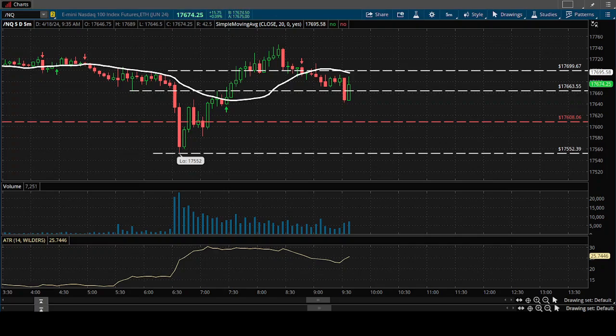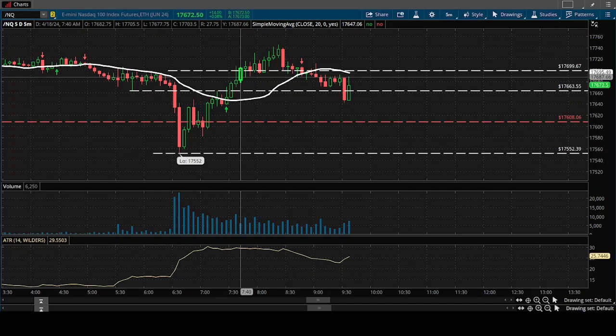So I'm going to tell you guys quickly right now how many points you should be risking on this trade. If your stop loss is going to be a previous 5-minute candle, you're risking close to 27.5 points. I'm just going to call it 30 points. You're risking 30 points on this potential trade.